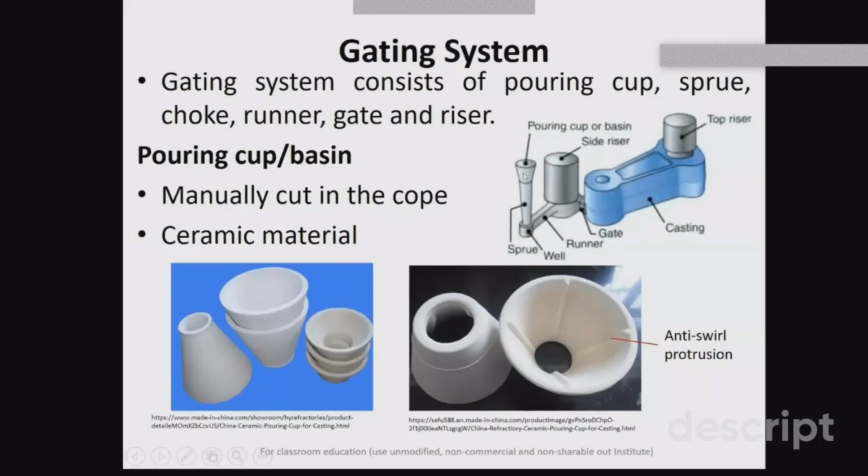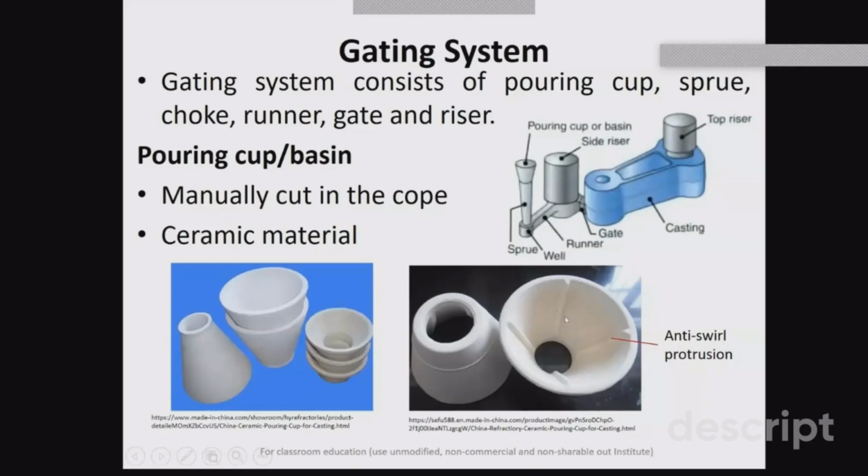The pouring cup is the first point where your molten metal is poured, and it is in the form of a cup. It is of two types. One is the manually cut pouring cup or pouring basin that is formed in the core part of your molding box, and the second type is made of ceramic material. Ceramic materials are refractory, and they can be used again and again. They are also good at feeding the material properly, they control the flow rate, and they are available in different shapes and sizes.